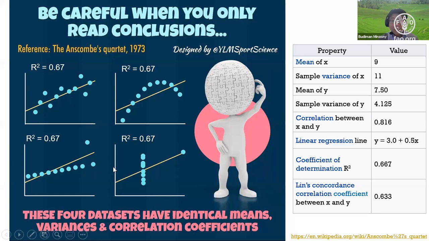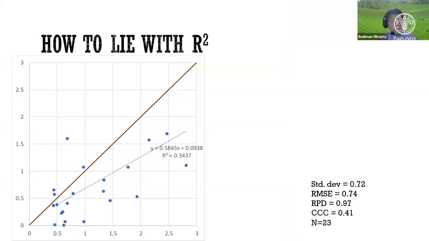the other three, right? So don't just trust the R square value when you read the literature, when you read a paper that says the R square is such and such. First look at the plot, look at the relationship before you make a conclusion, right?